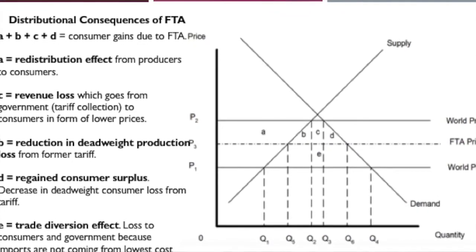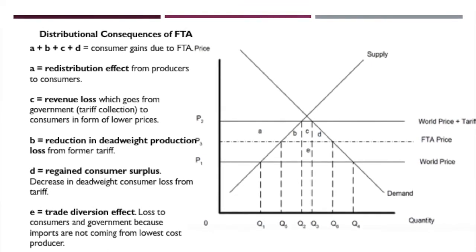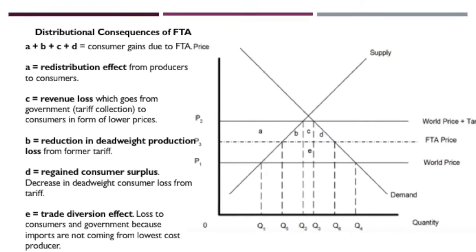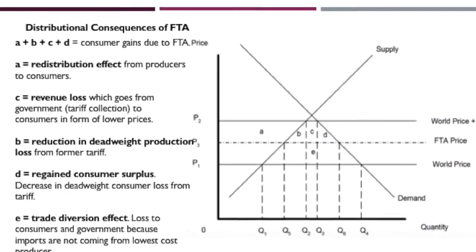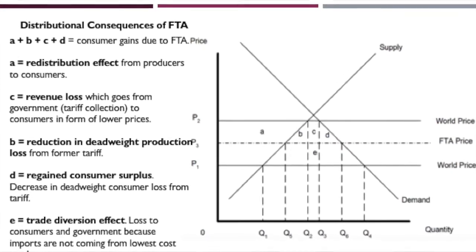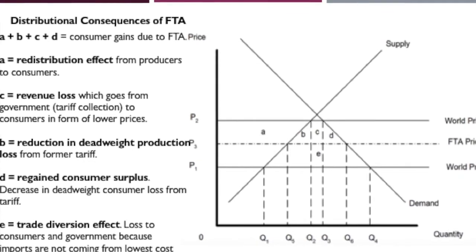Okay, and so if we take area A, remember area J in the last diagram was this redistribution effect. The tariff redistributed revenue or benefits from consumers to producers. Well, under free trade, area A is a kind of return of some of those benefits back from producers to consumers. So a redistribution effect that is the benefit of having liberalized and brought more efficiency to your economy through free trade. All right.